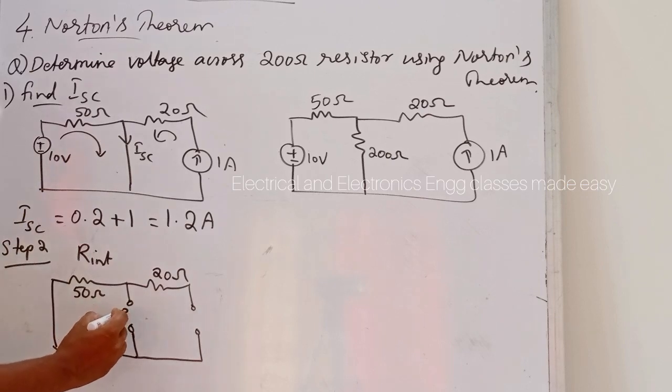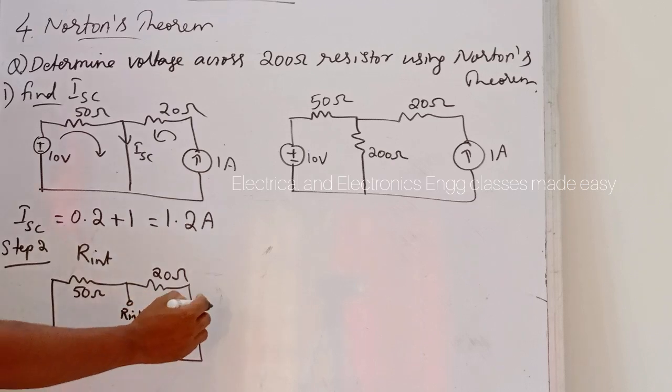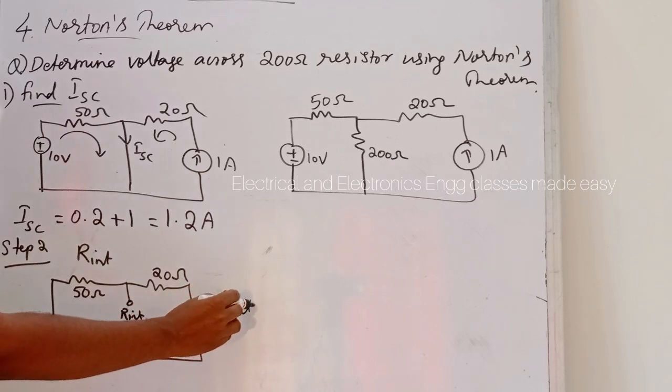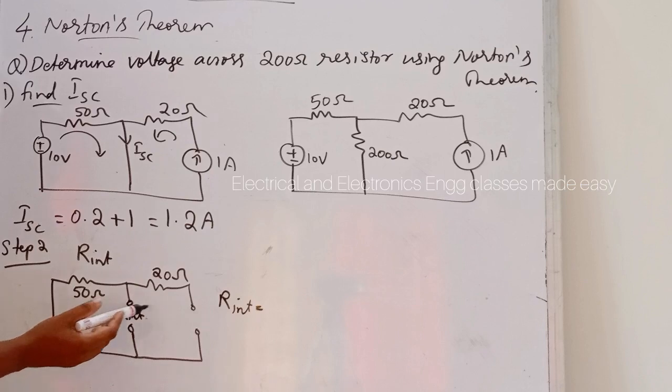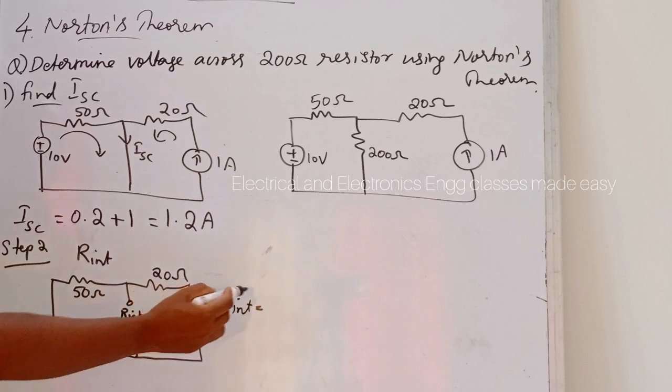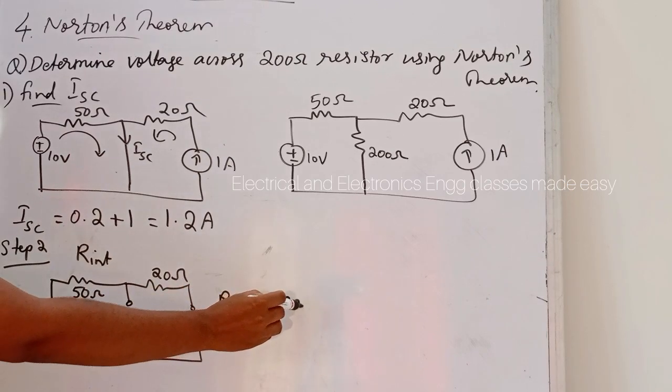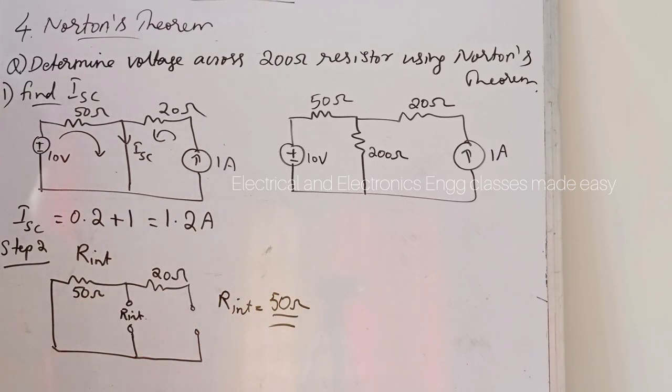So here we have to find R internal. So what is R internal? So here R internal is equal to, here this resistor has no effect. So what is R internal? It is 50 ohm itself. So R internal is equal to 50 ohm.